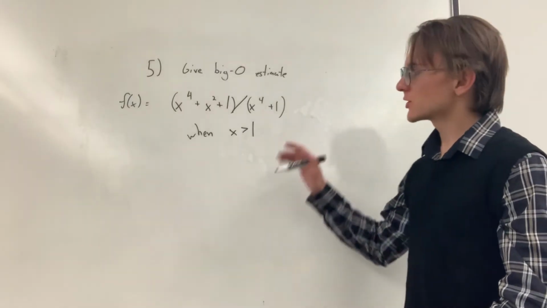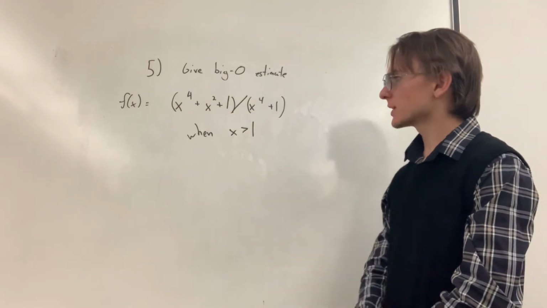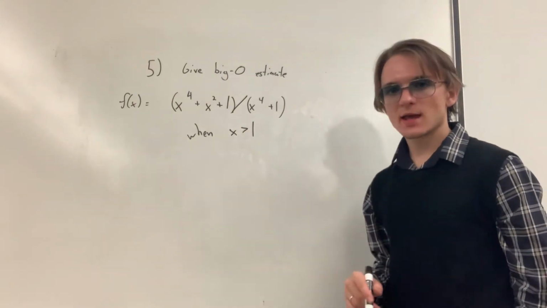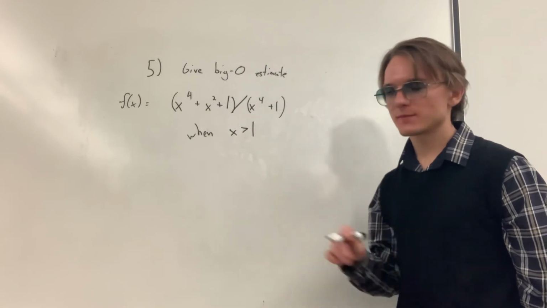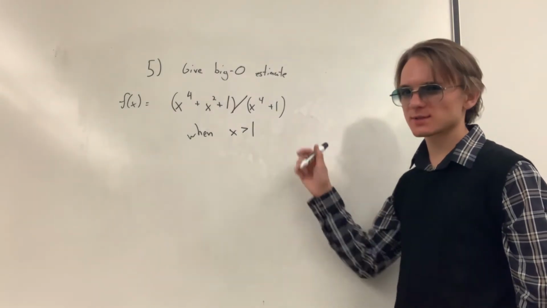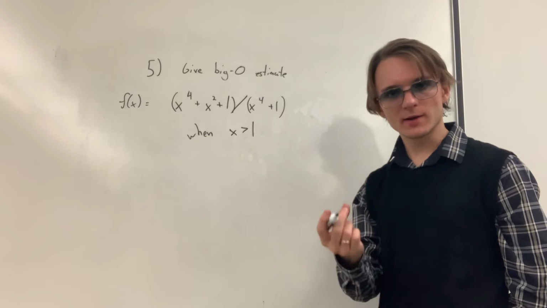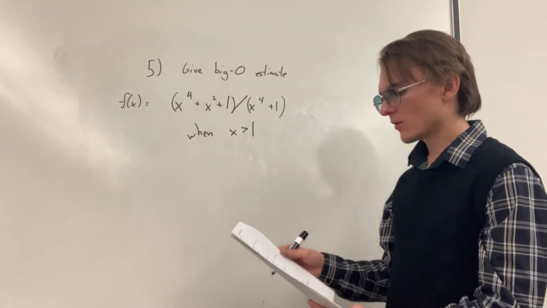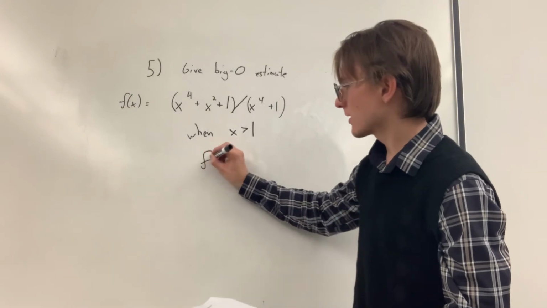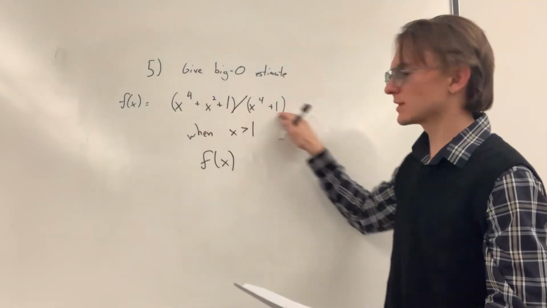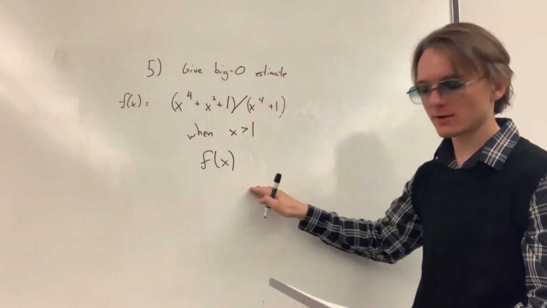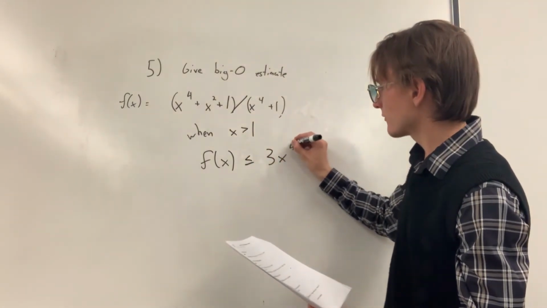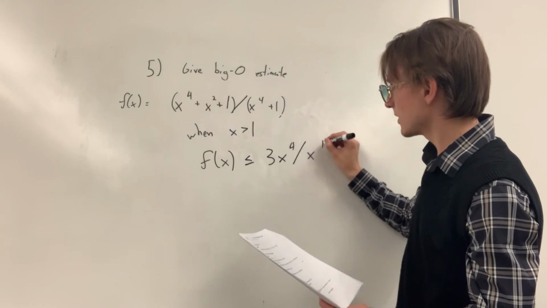All right, so we have a fraction here, x to the power of 4 plus x squared plus 1 over x to the power of 4 plus 1. As x increases to a very large number, this fraction essentially just becomes very close to 1, right? So let's say when x is greater than 1, we have the following. F of x, which is just this expression here because I don't want to rewrite it here, is less than or equal to 3x to the power of 4 all over x to the power of 4.